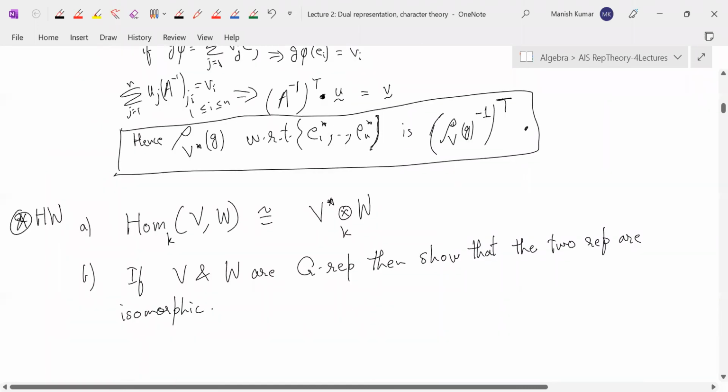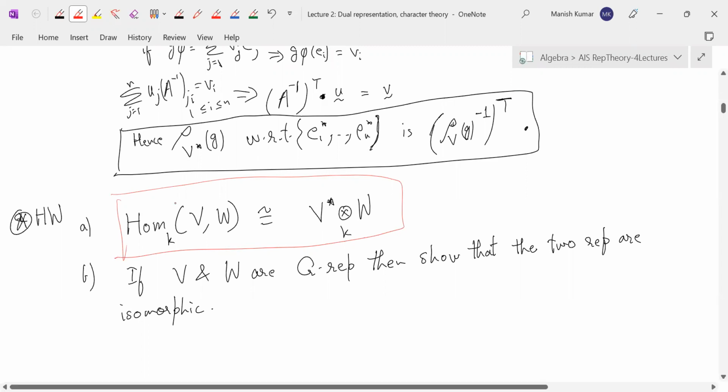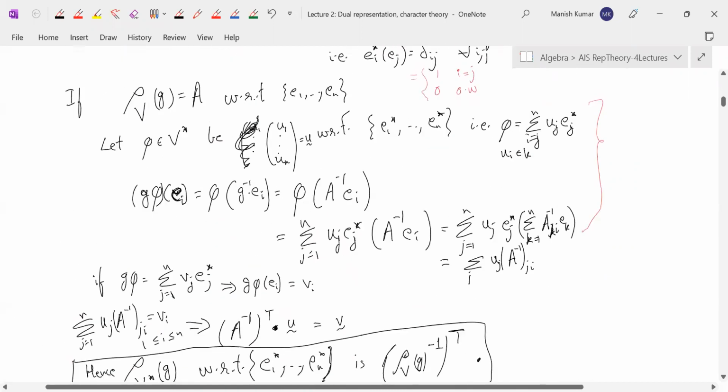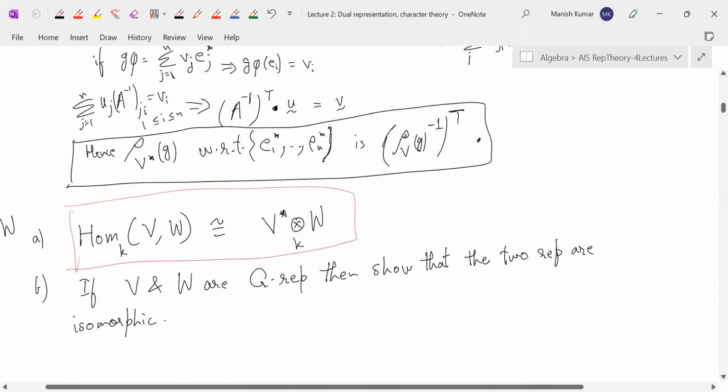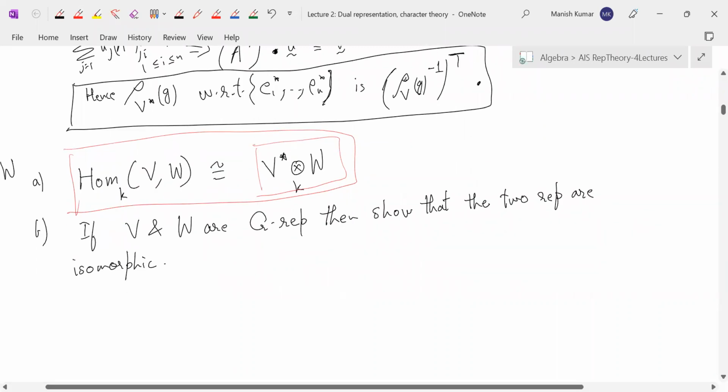So this will be the homework problem which will be worked out. So first you should show that this is isomorphic as a vector space. And then in fact, one can show that the natural isomorphism is actually G equivariant. So if V and W are both G representations, then I've defined for you what this action is. So one can show that with respect to this action, and there is a G action on this tensor product which we saw last time, the natural isomorphism between these two is actually a G equivariant map. Okay.